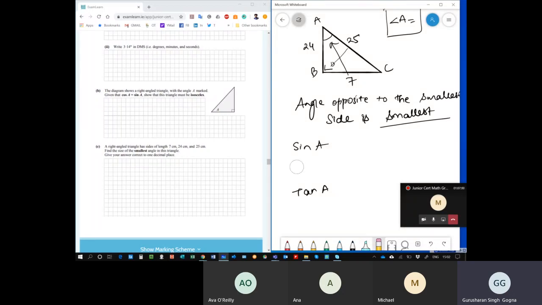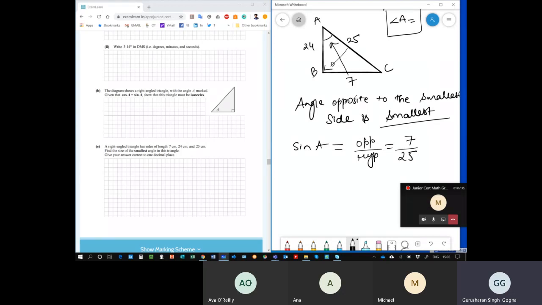But let's say I'm using sine A, and the reason Anna's answer is not correct is because sine A is opposite over hypotenuse. Opposite side is 7, but the hypotenuse is 25, not 24. Isn't it? Opposite over hypotenuse, and 25 is the hypotenuse.